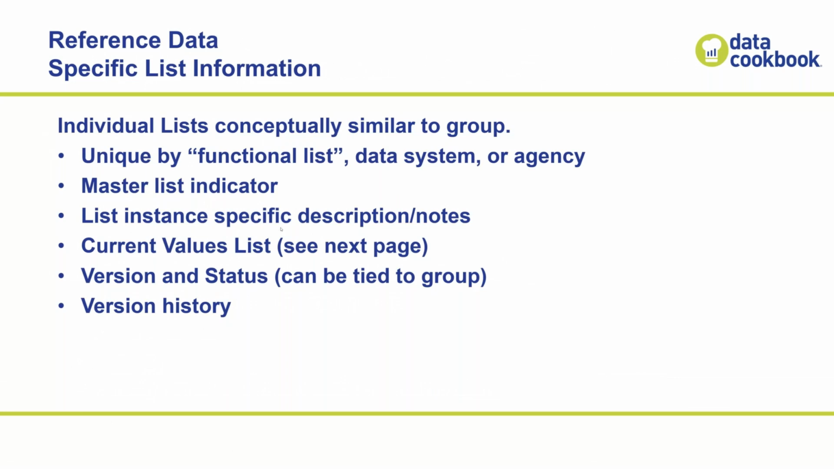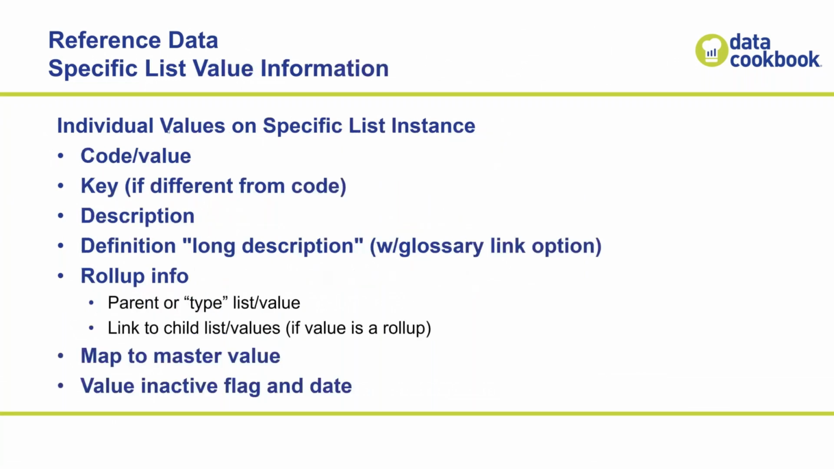List instance specific description notes: within that list, are there specific notes or a description that is useful for understanding it? What are the current values in that list, the version and status of that, and the version history? For each of the individual values in the list, you want the actual code or value, like A, B, C, D, or 1, 2, 3, 4, or active, inactive. And a key, if it's different from the code. Maybe in the database it's externally represented to the user as ABCD, but there's a GUID or the key is 1, 2, 3, 4 in the table. That's a good thing to track.